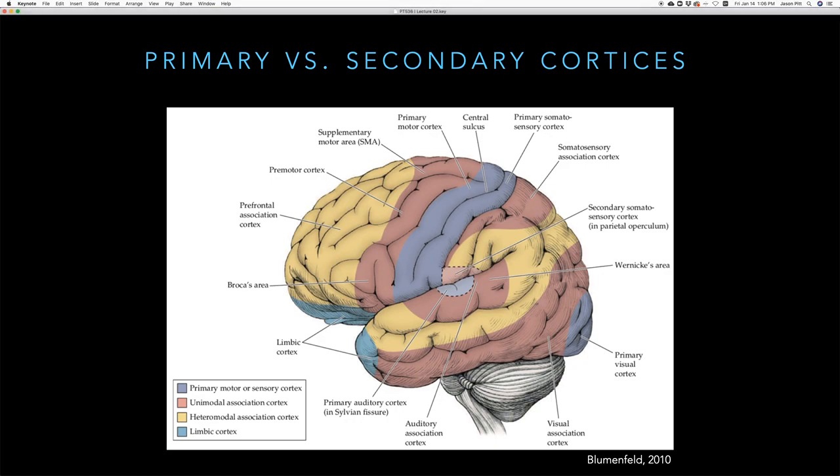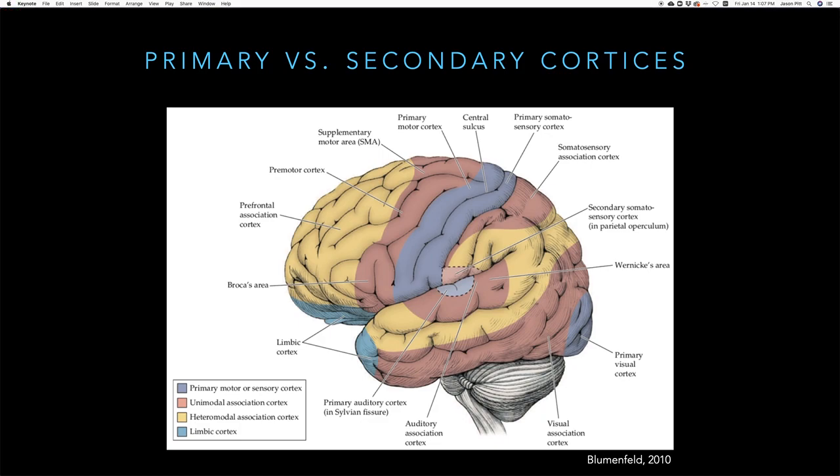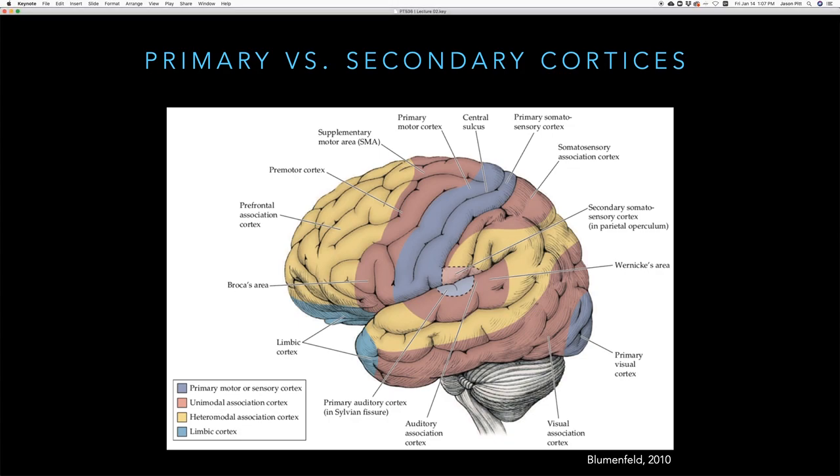The primary visual cortex only deals with vision, and that's it, just the nitty-gritty, itsy-bitsy details. What's the angle of the line? What color is it? When we move outside of the primary visual cortex, this is where we start to put a little more information together.